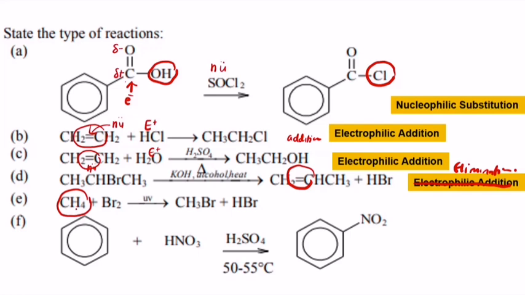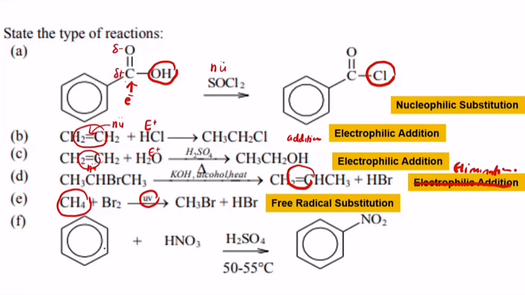Okay. Next is CH4. We know that CH4 consists of all single bonds. It is an alkane. For an alkane, there is only one reaction that will occur, in the presence of UV. So it is free radical substitution.